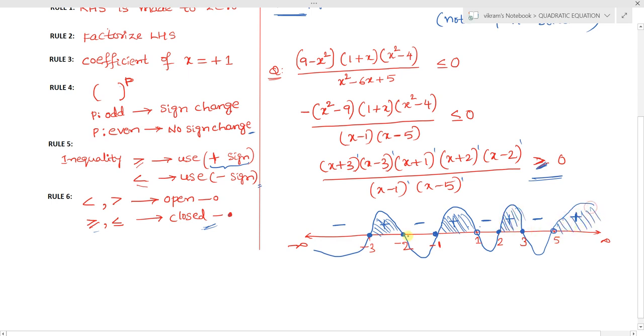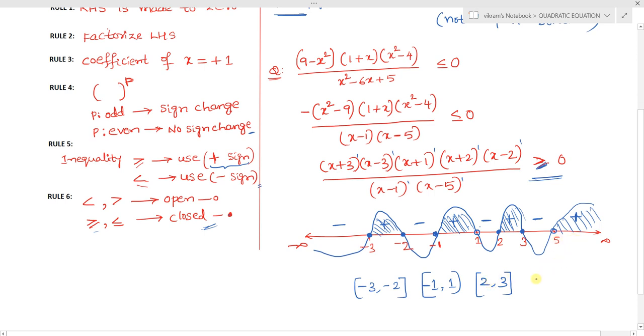Now these are all our required solutions, and we can write this as -3 comma -2, represented with closed circles, that means closed brackets. Next, another interval is -1 to +1. -1 is included, whereas +1 is not included in our solution. So +1 has to be represented with an open bracket, and -1 with a closed bracket. Next, again 2 to 3. 2 is included in our solution, 3 is also included, so square brackets.